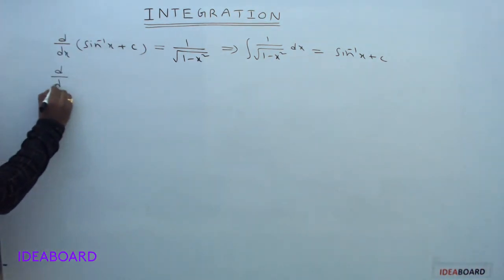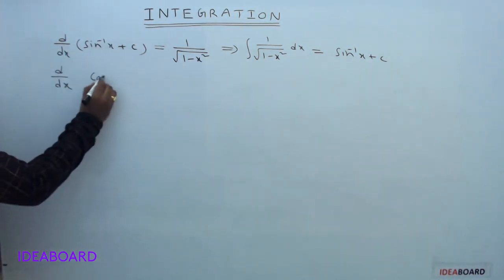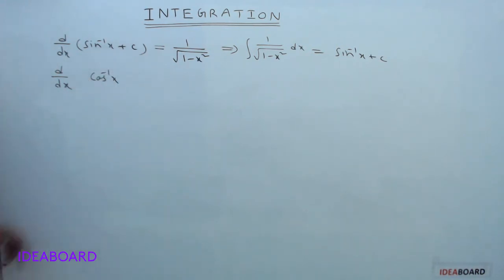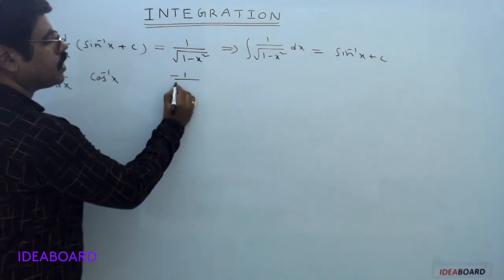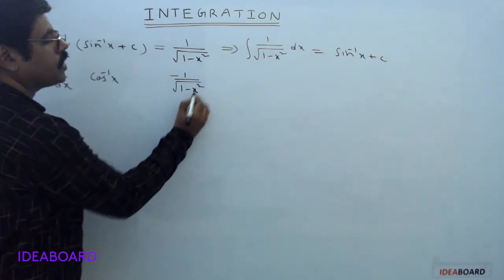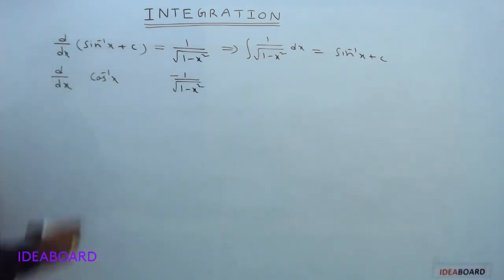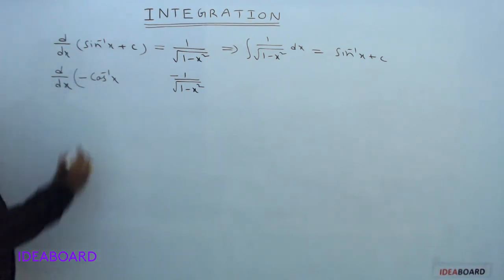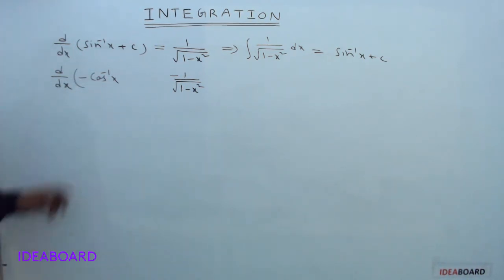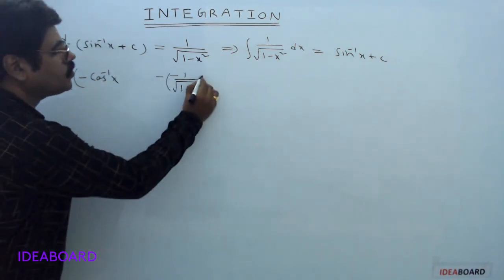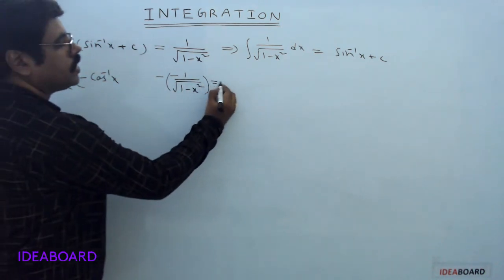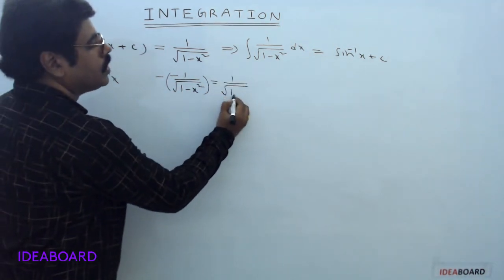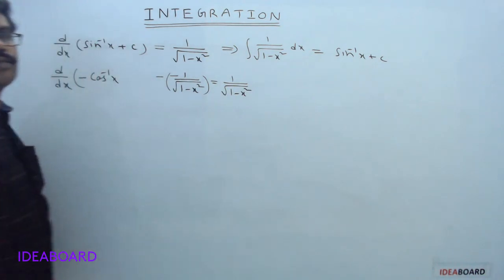Now, what is the derivative of cos inverse x? Derivative of cos inverse x is minus 1 by root of 1 minus x square. Now what is the derivative of minus cos inverse x? Derivative of minus cos inverse x is minus of minus 1 by root of 1 minus x square, that equals to 1 by root of 1 minus x square.